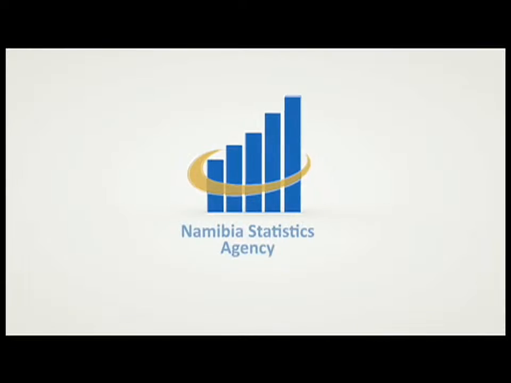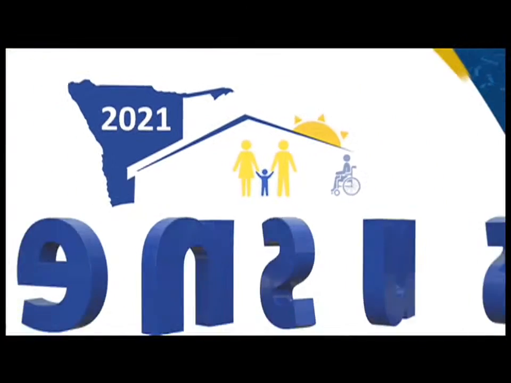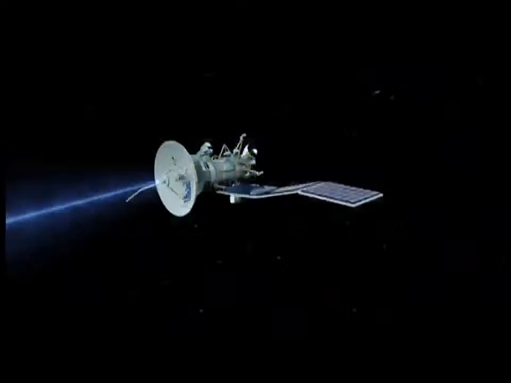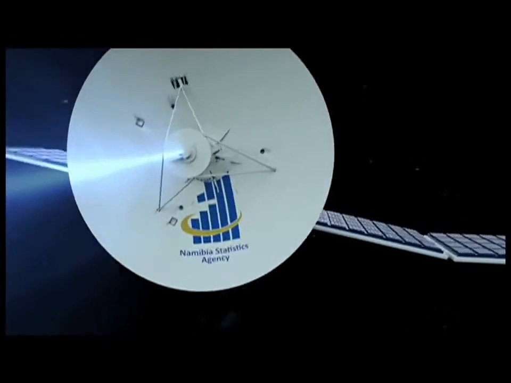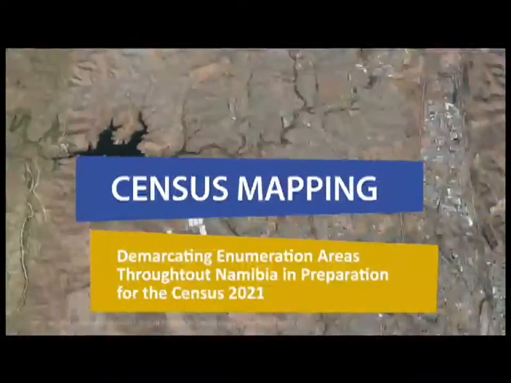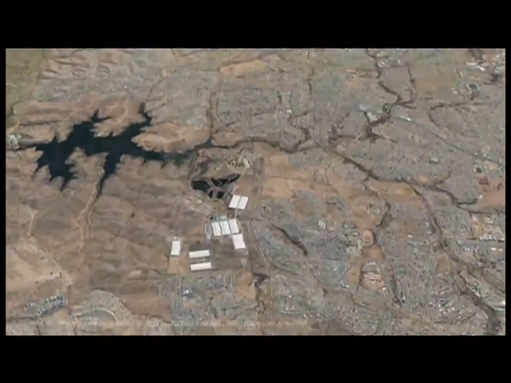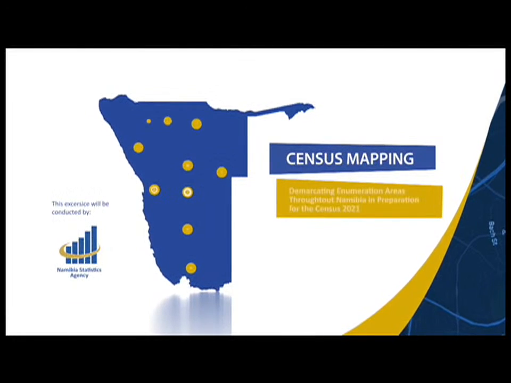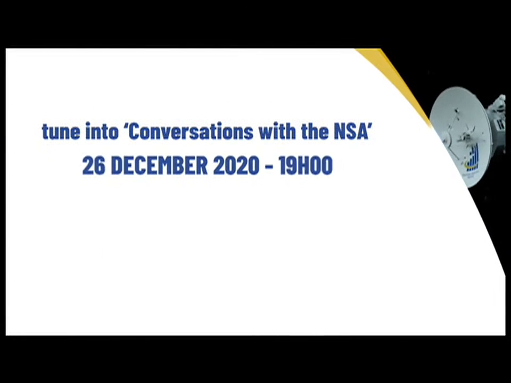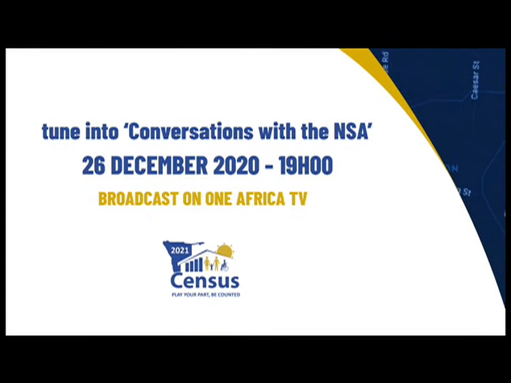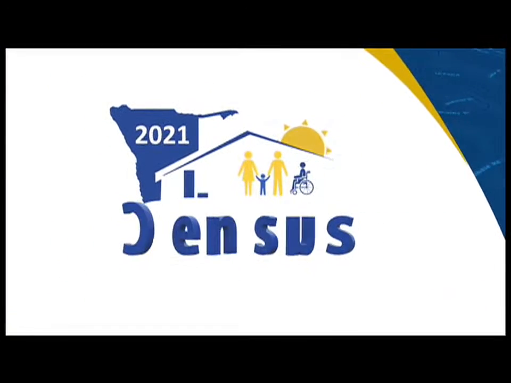The Namibia Statistics Agency is busy with census mapping, a preface for the main population and housing census to be conducted in 2021. Census mapping aims to demarcate the entire Namibia into uniquely defined units of enumeration areas to provide an accurate national geographic frame to conduct census. To find out more, tune in to Conversations with the NSA, Saturday evening the 26th of December as from 7 p.m. Play your part. Be counted.